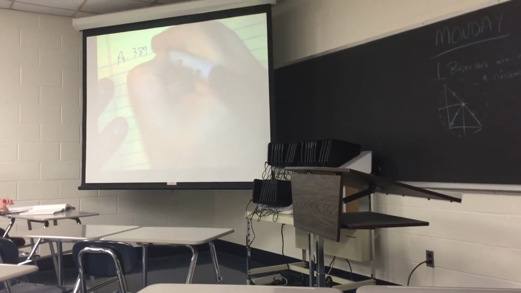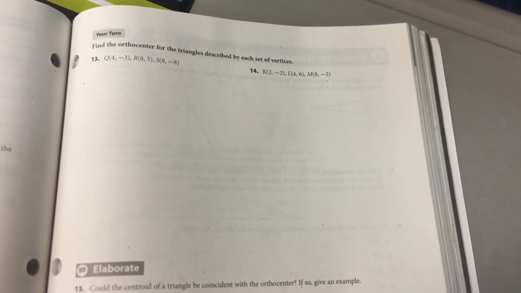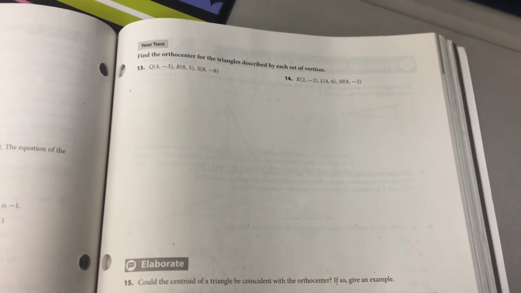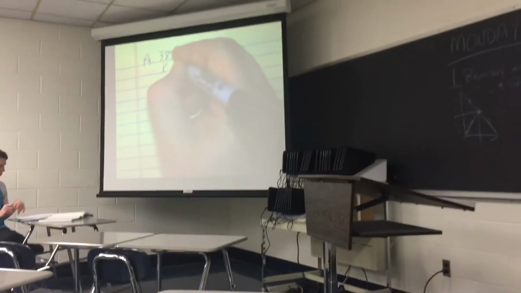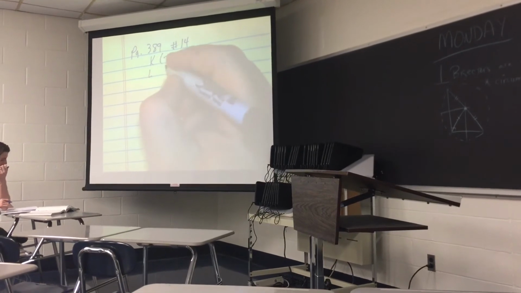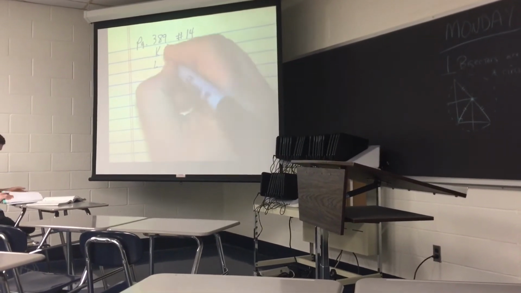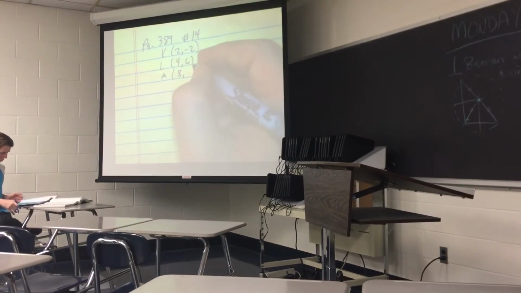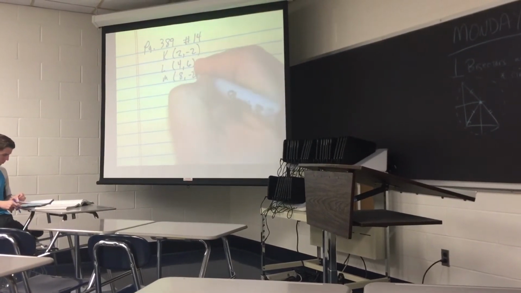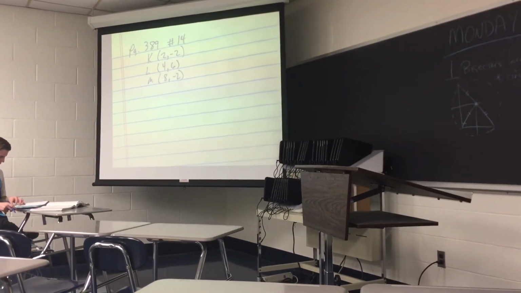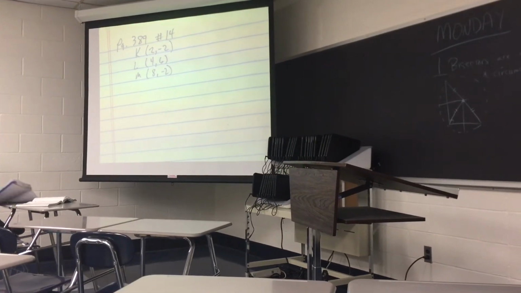All right, so page 389, number 14. The given info is find the orthocenter for the triangle described by each set of vertices. So I have K at (2, -2). I have L, which is at (4, 6). And I have M, which is at (8, -2). All right, so there's my triangle. Probably the best way to do this is to graph it.